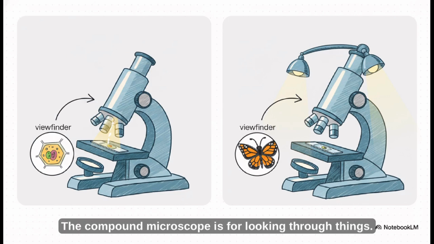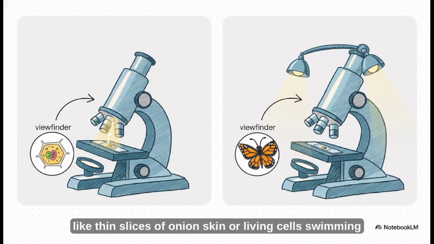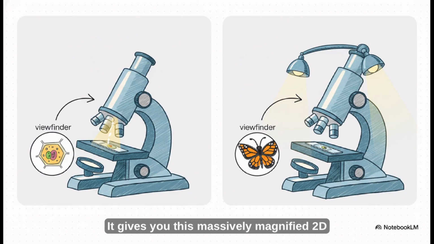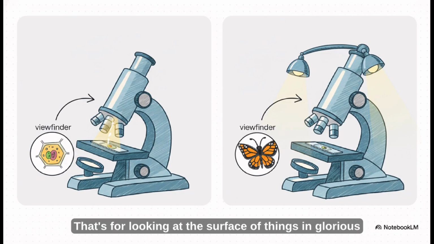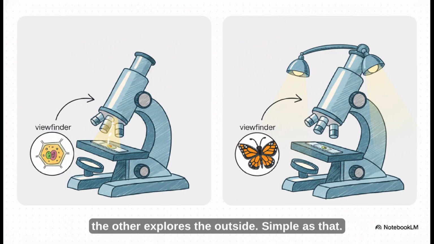The compound microscope is for looking through things. Think about it, like thin slices of onion skin or living cells swimming around in pond water. Stuff that light can actually pass through. It gives you this massively magnified 2D view inside the sample. But the dissecting scope, that's for looking at the surface of things in glorious 3D, like the totally alien-like texture of a beetle shell. So one looks inside, the other explores the outside.